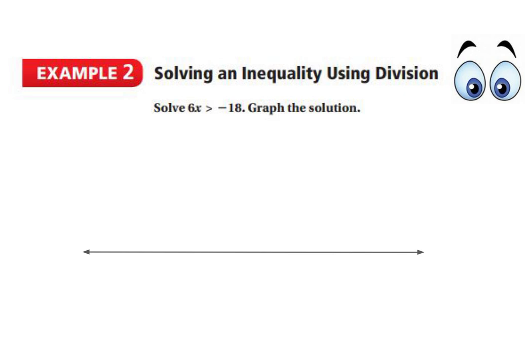For example 2, now we're just solving an inequality using division. So this one we're going to divide both sides by 6. 6 divided by 6 is 1, so we have x is greater than. And then on the right side, negative divided by a positive is negative, and 18 divided by 6 is 3. So negative 3, an open circle, because x is not going to be equal to negative 3. X is going to be greater than negative 3, arrow pointing to the right.